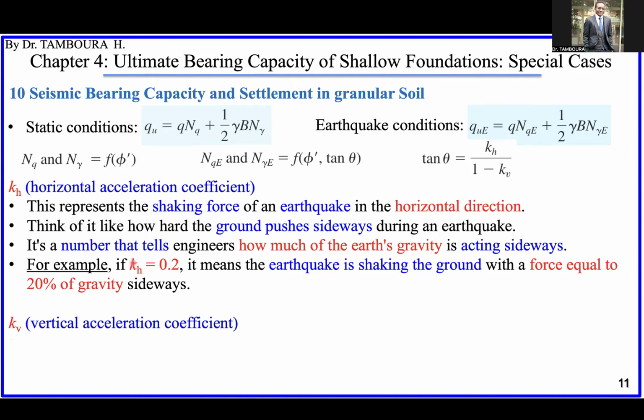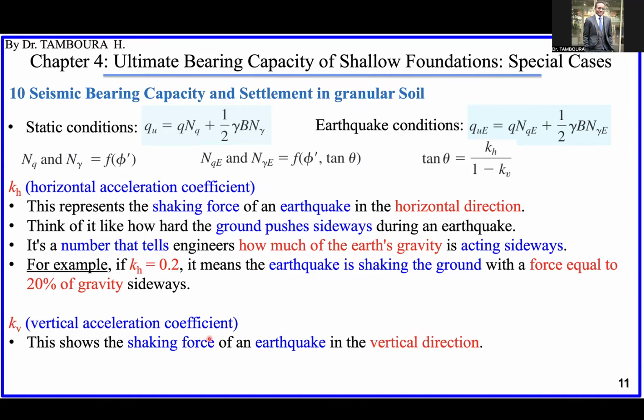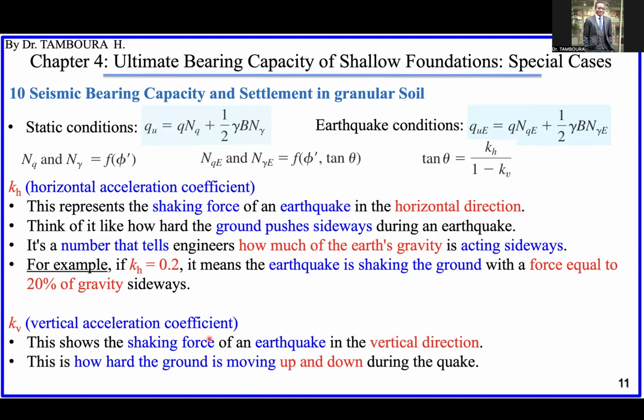And in the case of the vertical one, vertical acceleration, because you can see during an earthquake, some buildings or structures are going up and down. Okay, so it's showing the shaking force during an earthquake in the vertical direction, meaning how hard the ground is moving up and down during the earthquake.